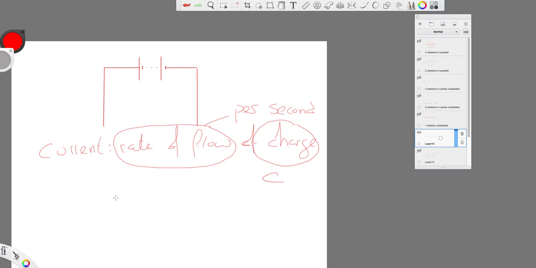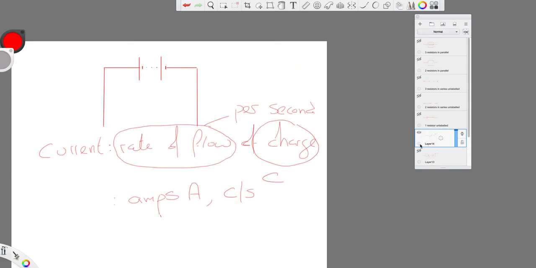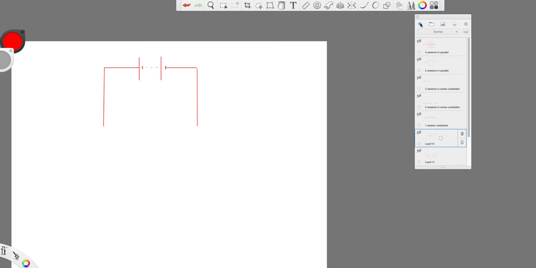So current, we all know, is measured in amperes, which we usually shorten to amps, capital symbol, so the symbol capital A. It's also coulombs per second. So we have potential difference and we have current. One more thing to think about here in terms of quantities, and that is resistance.